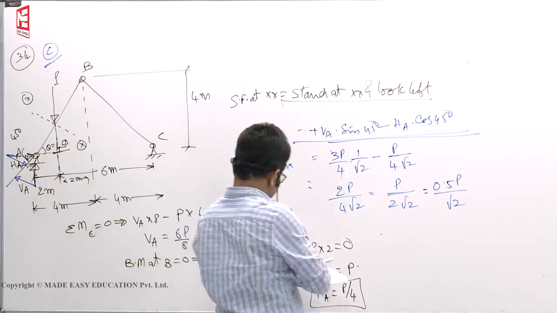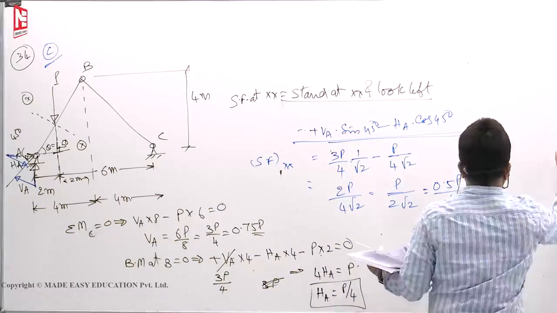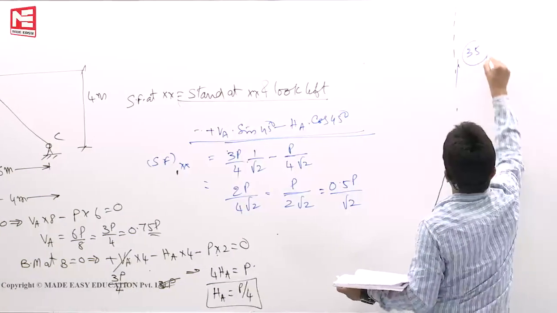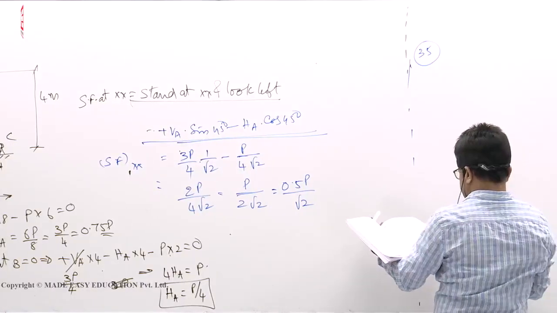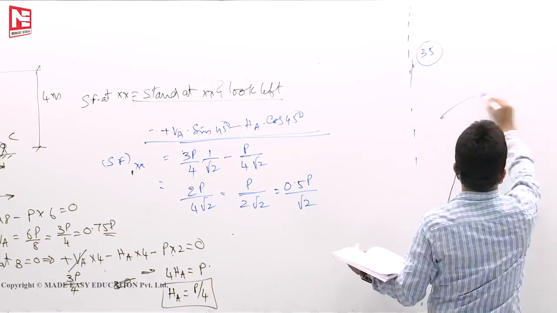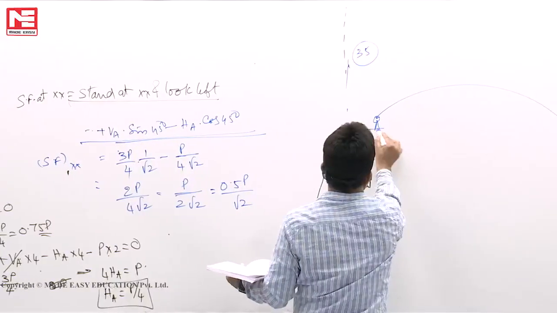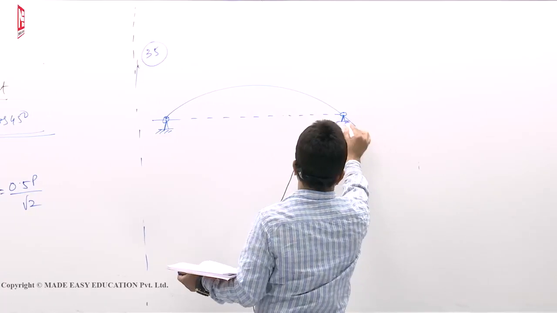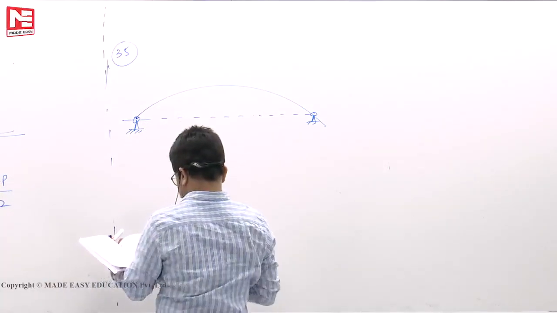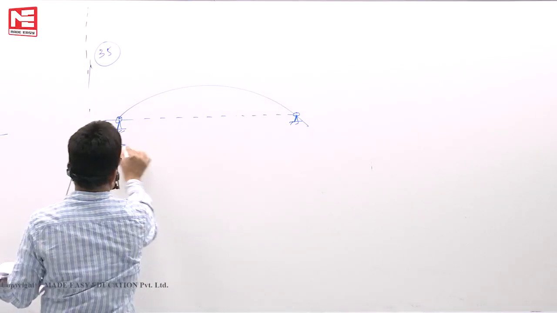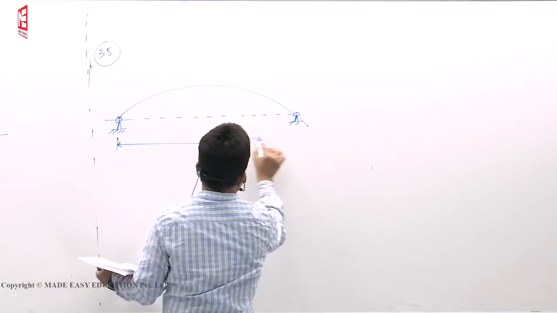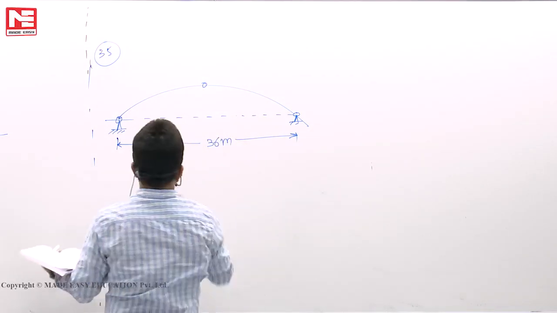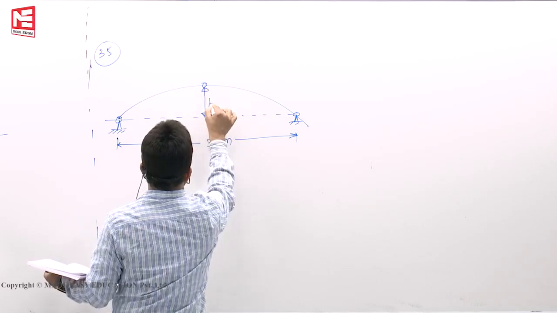Next, 35. This is given: a circular segmental three-hinged arch of span 36 meters. Circular segmental arch, so this is a part of a circle. It's not a parabola. If you make it, you will get a circle. Arch of span 36 meters. This span is 36 meters, and rise of 6 meters. This rise is 6 meters.